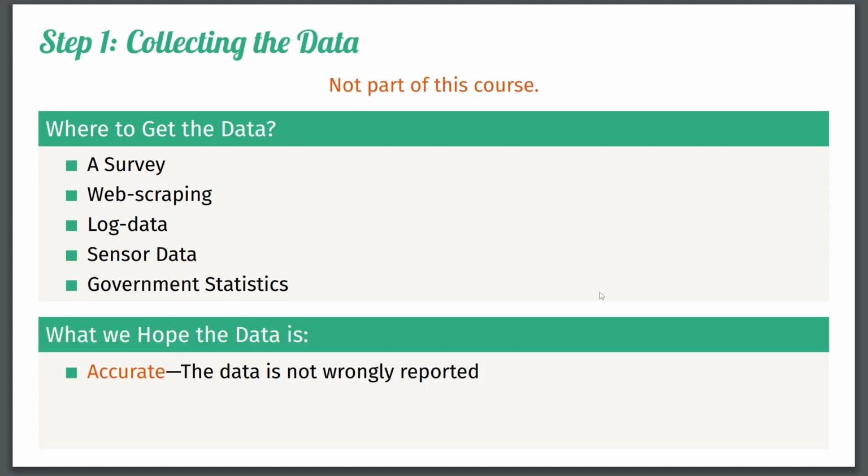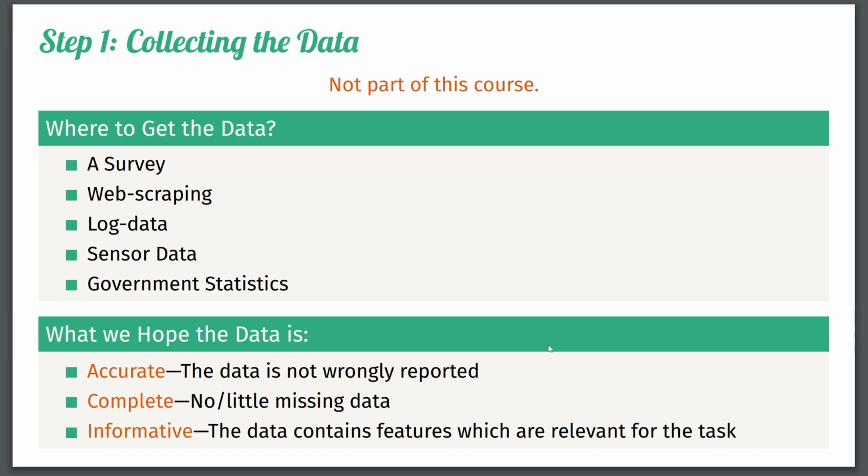And just want to say what you hope the data is: you hope that it's accurate. Accuracy meaning that the data is not wrongly reported in one way. You hope that the data is complete, so there is either no or at least not too much missing data. But of course, you also hope that it's informative or relevant. So the data contains features which are relevant for predicting the task that you want.